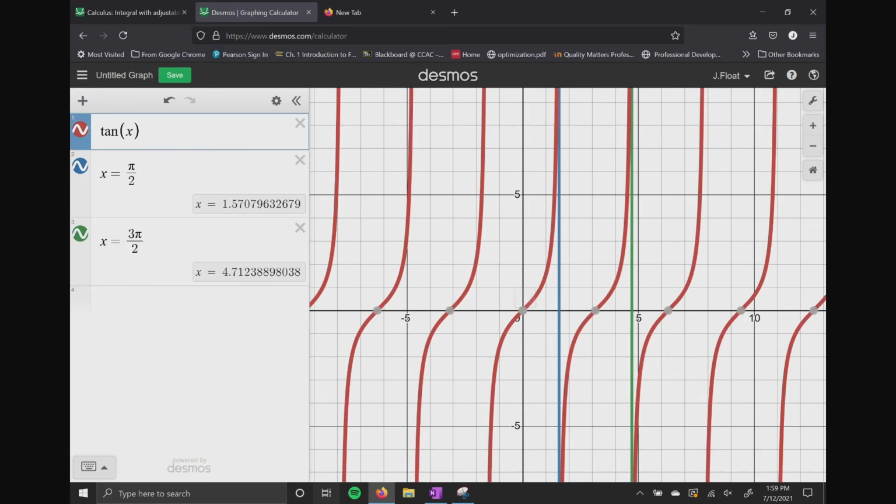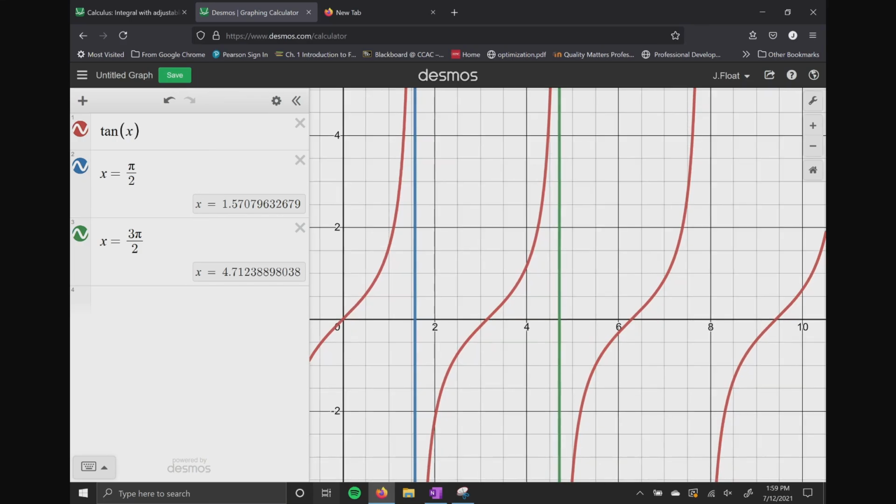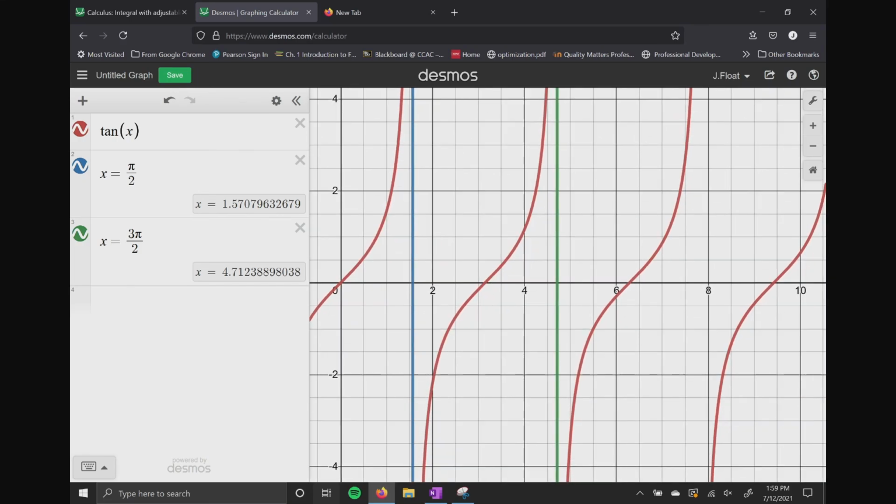So I'm just going to zoom in here a little bit. The blue line is pi over 2. The green line is 3 pi over 2. And if you keep adding pi over 2 onto 3 pi over 2, you're going to get all the other vertical asymptotes. What's really nice is tangent is defined at 2 pi, though. It's 0. Okay? So the tangent of 0 is 0. So I'm defined there, which is great.